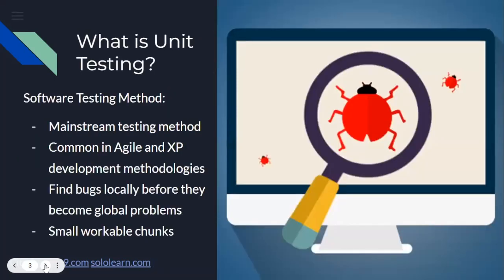Software testing is one of the most used forms of testing. Unit testing is mainstream through Agile and XP development methodologies. The goal is to try and find the bugs before they become big problems in the project. And so we look at everything in small workable chunks.